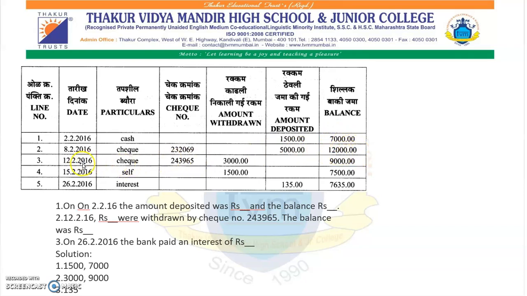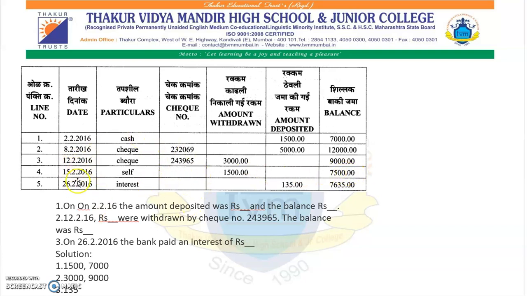Suppose now on 12th Feb we are withdrawing money by check. It is written in the withdrawal column, 3000, and when we withdraw the money the balance will become 9000. Again on 15th Feb 2016 we are withdrawing money by self. Self means we are going ourselves, and when we withdraw by ourselves we write self. Then it is written in the withdrawal column and our balance is 7500.